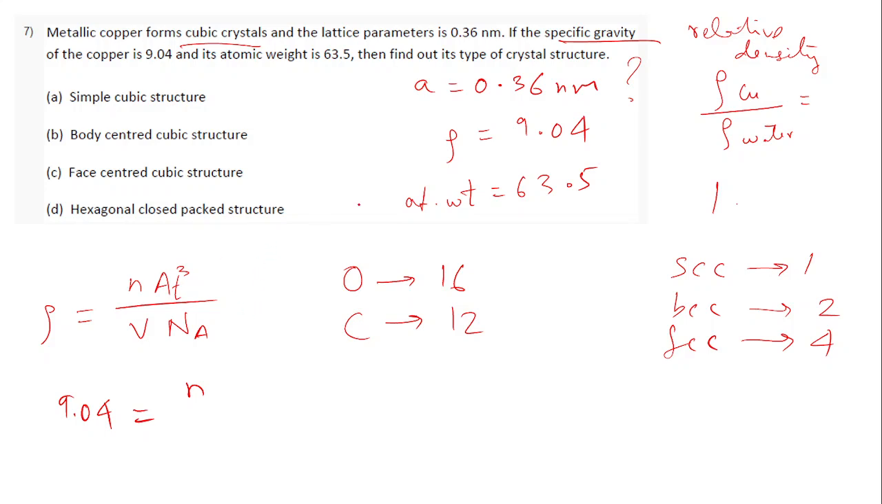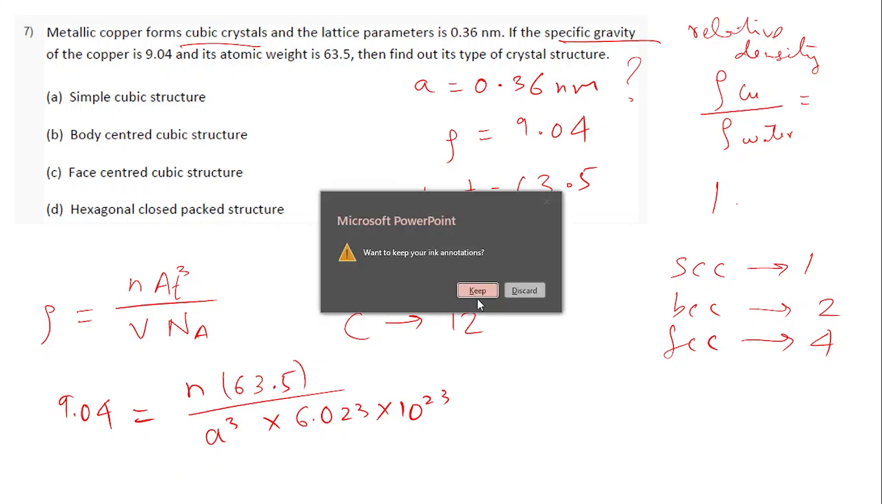Atomic mass is given as 63.5 gram per mole. I told you it should be understood. 63.5 gram per mole. Then we will divide it by Avogadro number. And the volume of the unit cell means A cube, and A we have also been given in nanometer. So here I want to find out N.